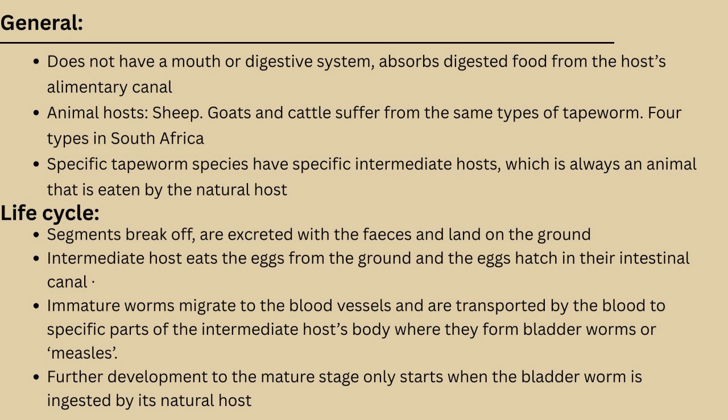natural host. Life cycle. Segments break off, are excreted with the feces and land on the ground. The intermediate host eats the eggs from the ground and the eggs hatch in their intestinal canal. Immature worms migrate to the blood vessels and are transported by the blood to specific parts of the intermediate host body where they form bladder worms or measles. Further development to the mature stage only starts when the bladder worm is ingested by its natural host.